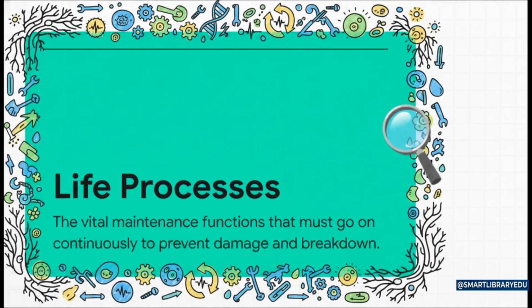So this constant repair job, this fight against chaos, it has a name. We call them life processes. These are the absolutely essential, non-stop functions that keep an organism from, well, literally falling apart. So let's take a look at what these processes actually are and how they all work together.